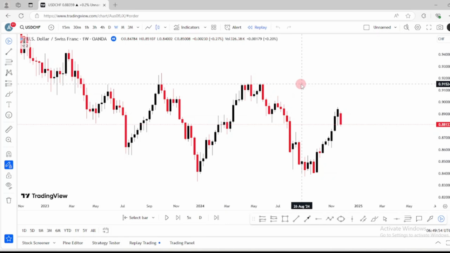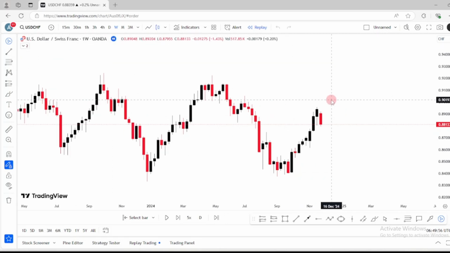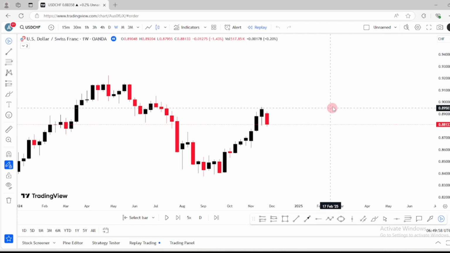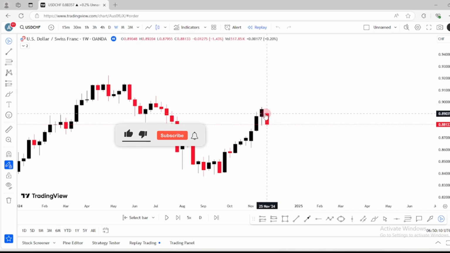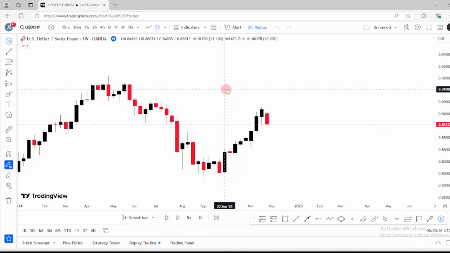All right, so now I am in the weekly time frame. In the weekly time frame, this candle that you are seeing right here is just a candle that was formed in a particular week. So the whole of this week is this candle. Last week was this candle. Last 2 weeks was this candle. No matter the time frame that you are in, that is what the candlestick you are seeing represents.